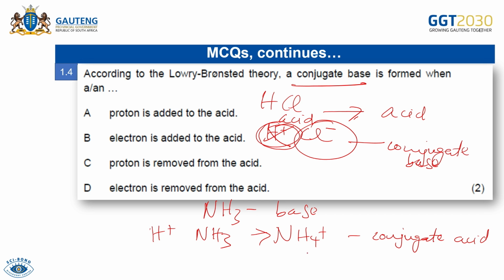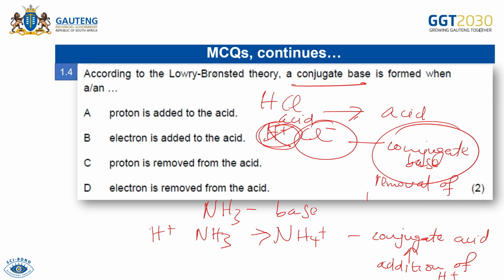So here there is addition of a proton to a base. This one, removal of a proton or H plus from an acid. That is the conjugate base, formed after a proton has been removed from an acid. Then a conjugate acid is formed after we have added a proton to a base. I hope it's making sense.